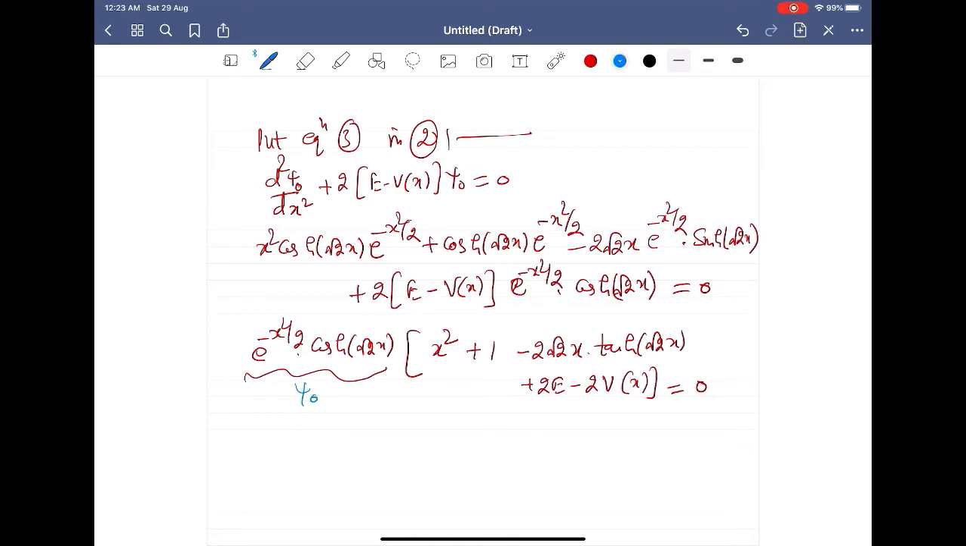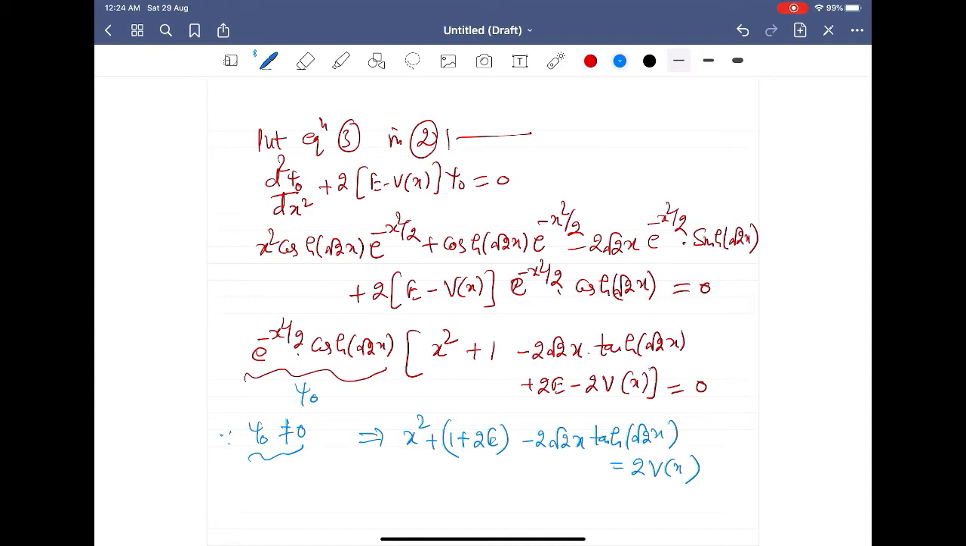So this expression gives us two possibilities: either psi 0 is 0, or the expression in the closed bracket is 0. Psi 0 can't be 0, because it is given to us as this expression. If psi 0 is 0, then it's a trivial solution. So we will take this bracket to be 0. It implies that x squared plus 1 plus 2E minus 2 root 2 x tanh root 2x is equal to 2V(x).